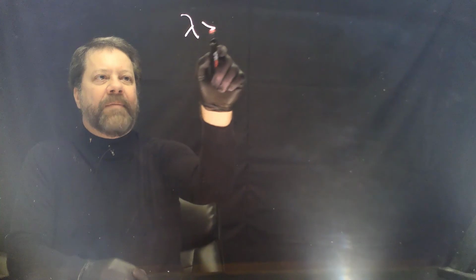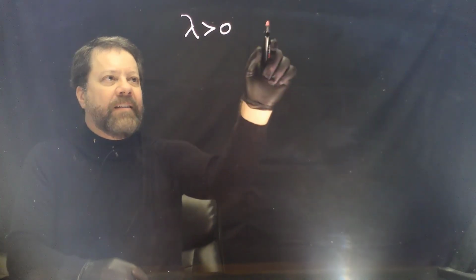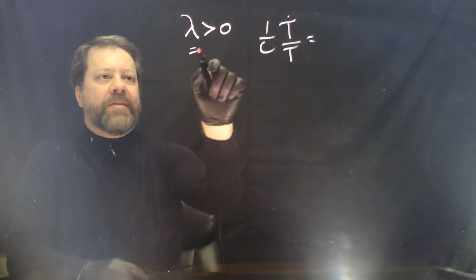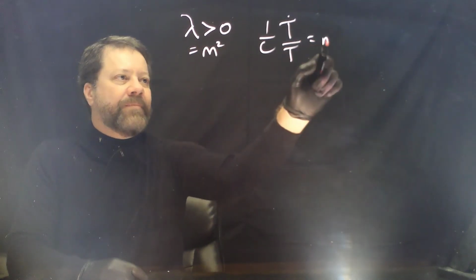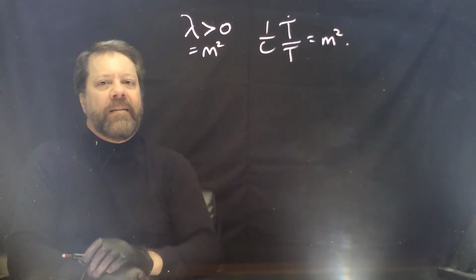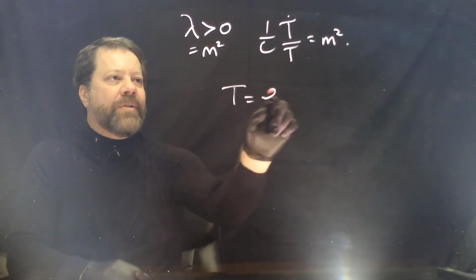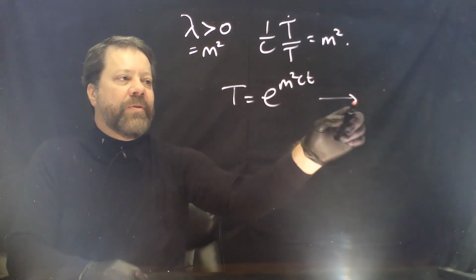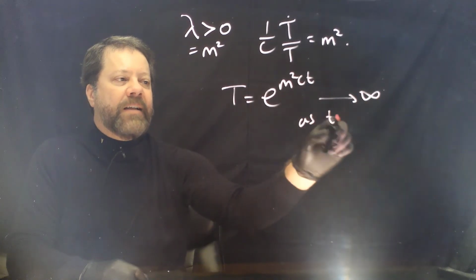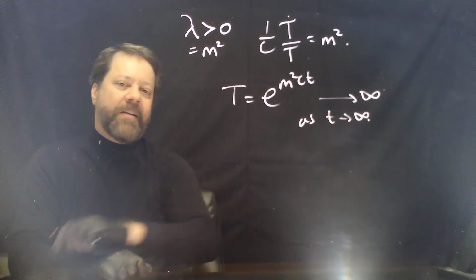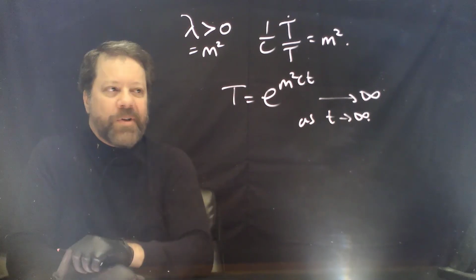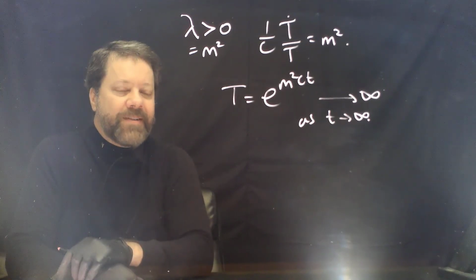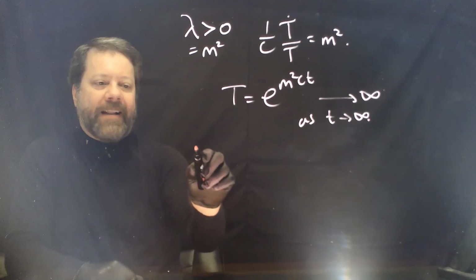So let's look at the other cases besides lambda equals 0. If we assume that lambda is greater than 0, then 1 over c T dot over T equals, let's suppose lambda is positive m squared. That gives you T equals e to the m squared ct, which goes to infinity as t goes to infinity. So we have an object that blows up, temperature that blows up as time goes on, which we can throw out for physical reasons.